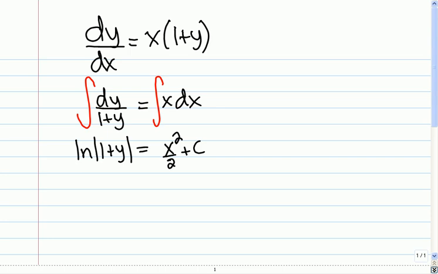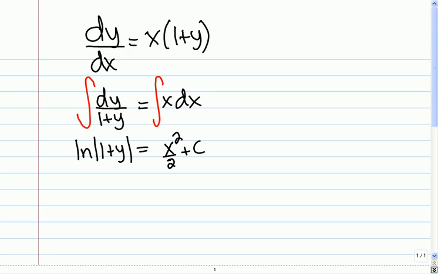And now we can actually separate this in terms of y and get y all by itself. How could I do that? Right now, y is locked up in a logarithm. How can I unlock it?